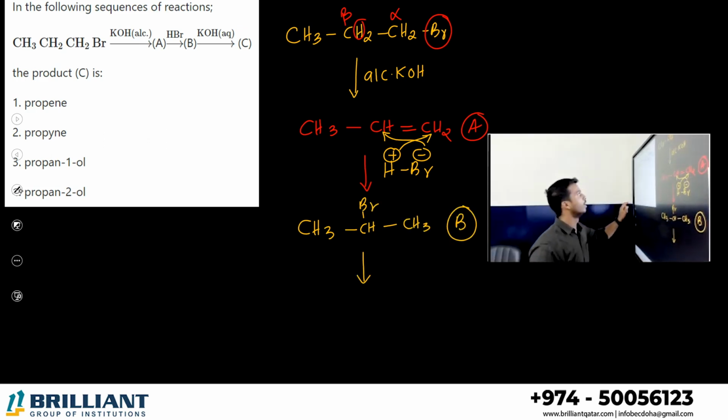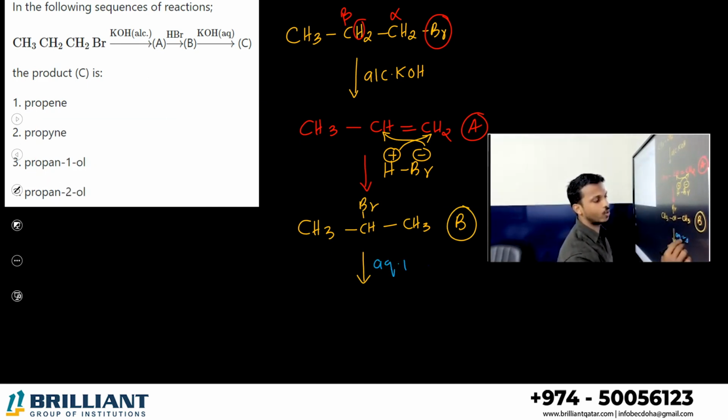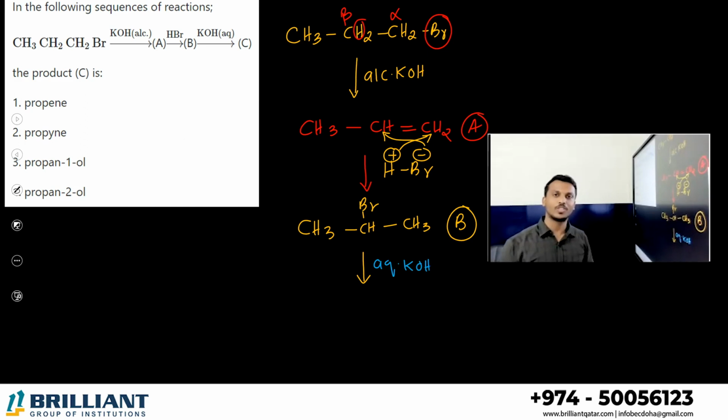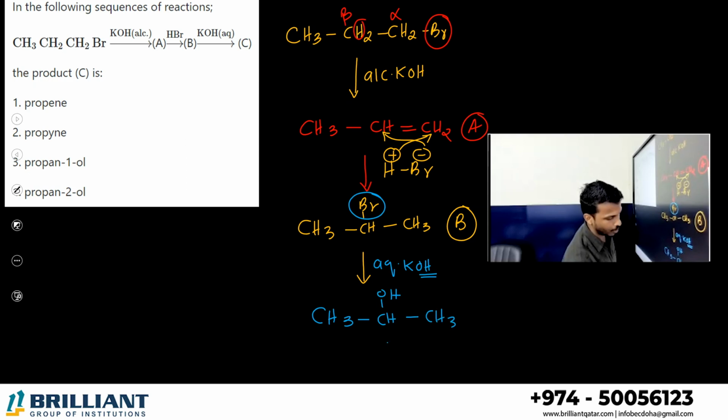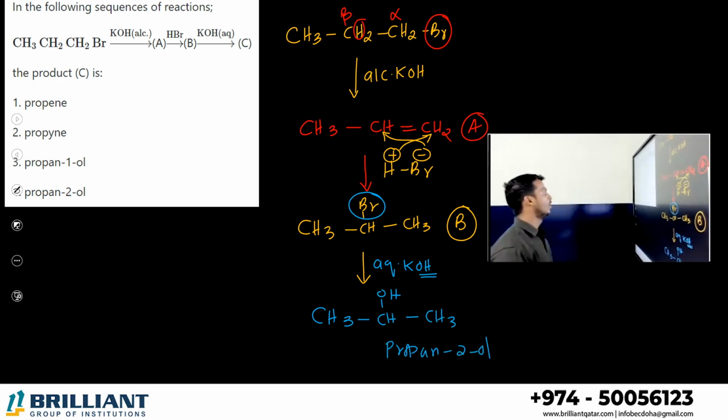What is the last one? Last is aqueous KOH, not alcoholic. Aqueous KOH means what? Nucleophilic substitution. Remove bromine and add the OH group. So your product will be CH3CHOHCH3. What is the product? Propan-2-ol. Correct. Propan-2-ol. Answer is option B.